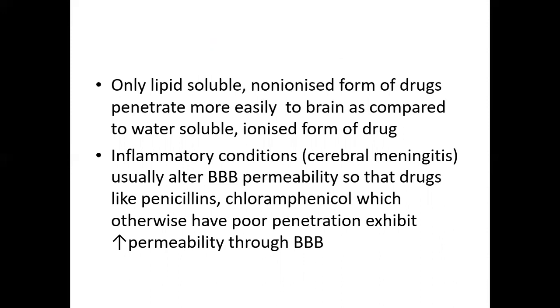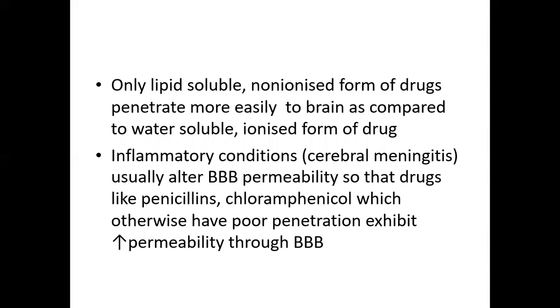Only lipid-soluble, non-ionized forms of drugs penetrate more easily into the brain as compared to water-soluble, ionized forms of drugs. In inflammatory conditions like cerebral meningitis, the permeability of the blood-brain barrier usually alters. So drugs like penicillins and chloramphenicol, which otherwise have poor penetration, exhibit increased permeability through the blood-brain barrier. This condition can be altered once the inflammatory conditions are reduced.